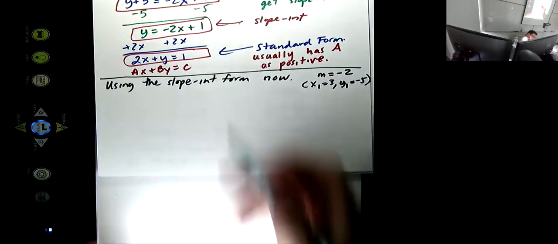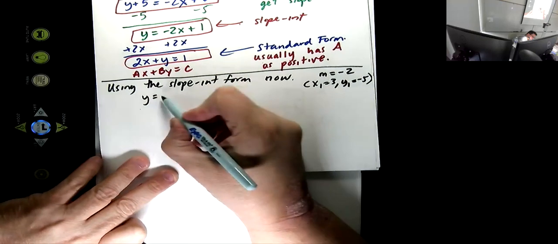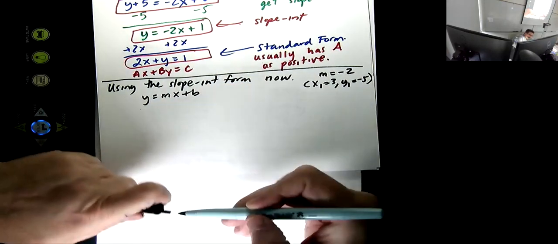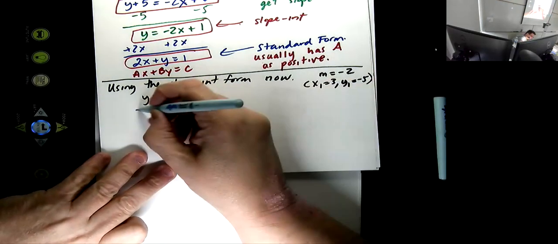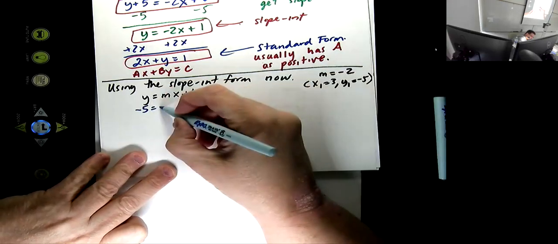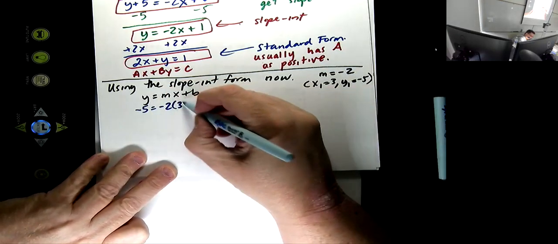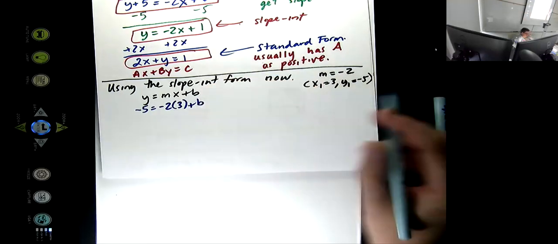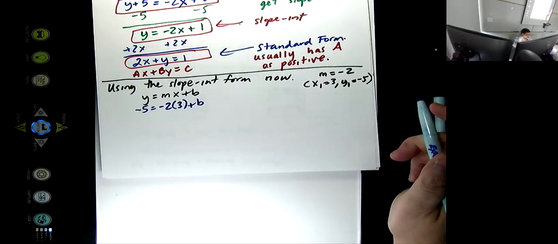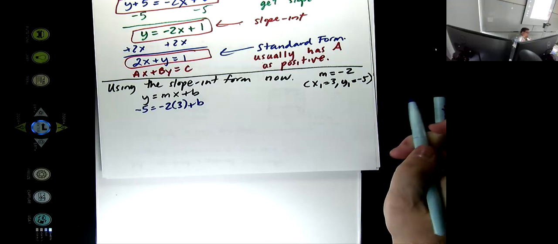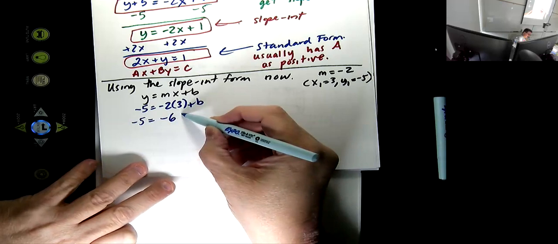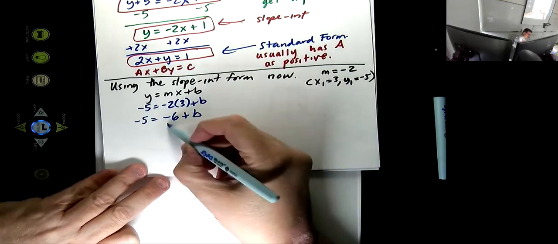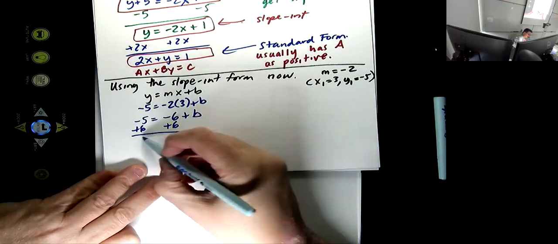So we have y equals mx plus b. We have a y, an x, and an m. So let's plug those in. y equals -5, m equals -2, x equals 3, plus b. So -5 equals -6 plus b. I add 6 to both sides, I get 1 equals b.